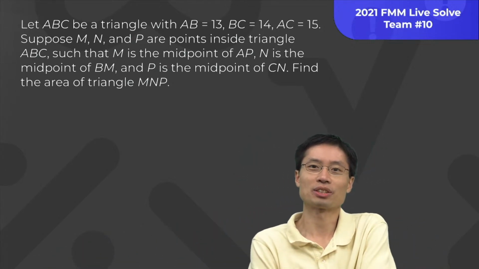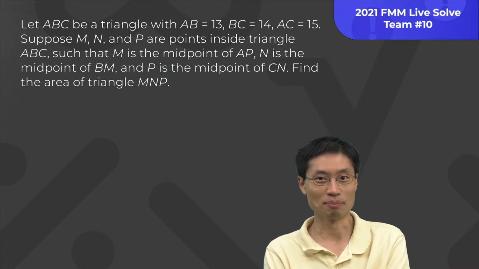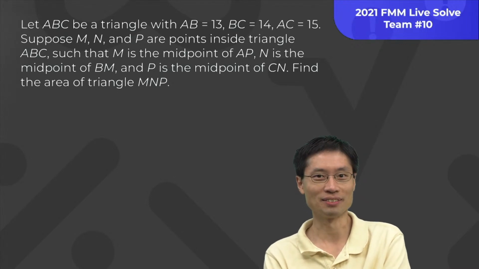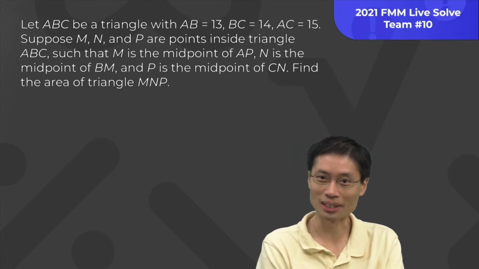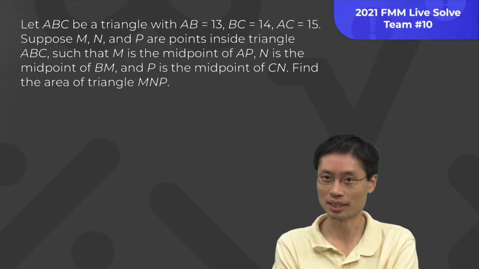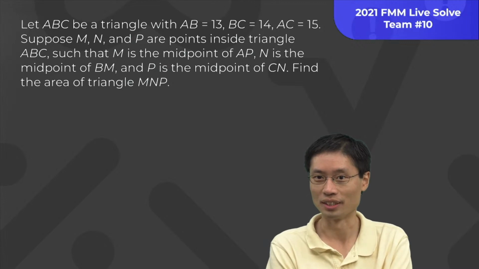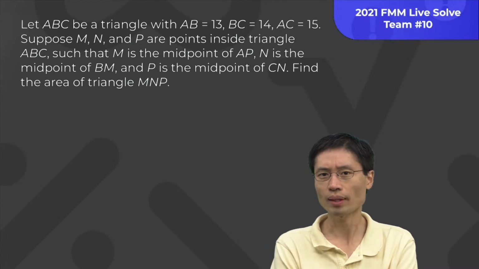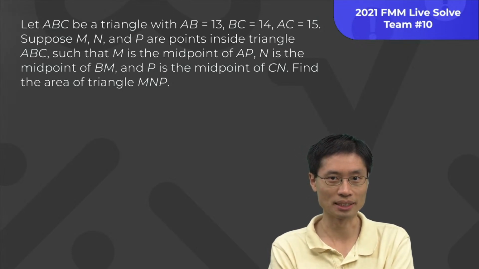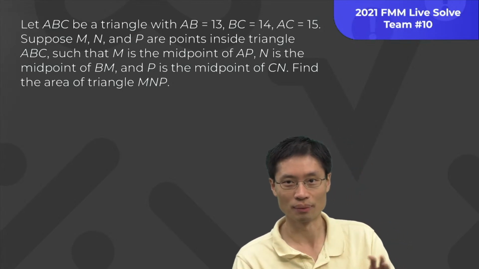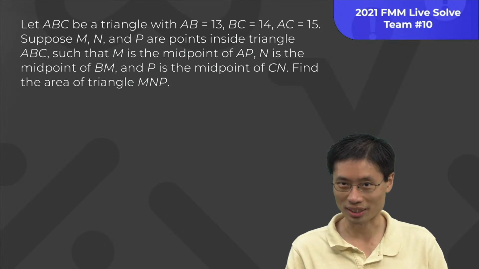Let ABC be a triangle with AB is 13, BC is 14, AC is 15. This is a very common triangle, the 13, 14, 15 triangle. We saw it last week as well on this MOAA, Math Open Andover competition. Suppose M, N, and P are points inside the triangle ABC, such that M is some midpoint. Okay, we got some midpoints. Let's draw this thing first.